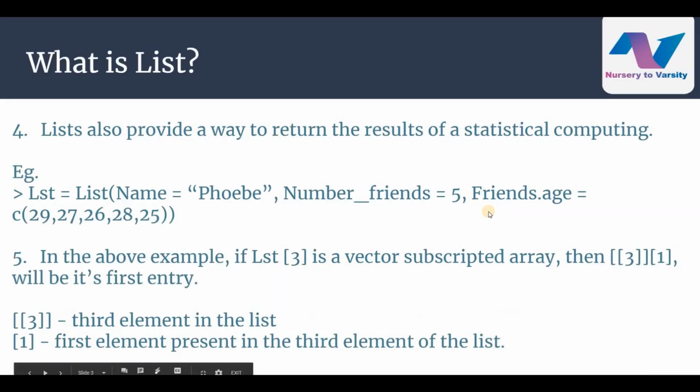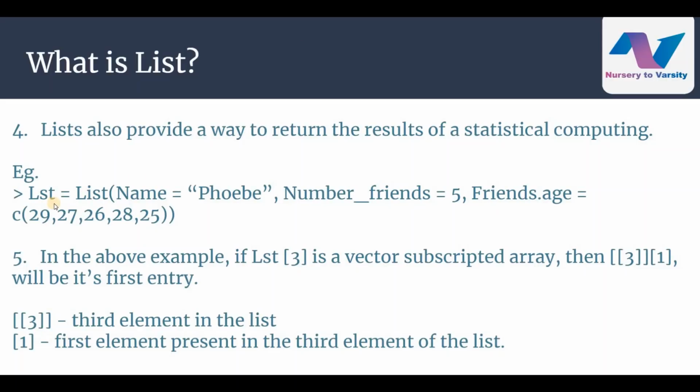Number 4. Lists also provide a way to return the results of a statistical computing. When you perform statistical computing, you work on a numerous amount of data, wherein it has various data types. List is the only data structure that contains elements from different data types. Hence, it helps in statistical computing.